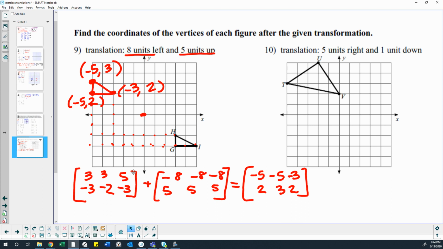So then we simply do the matrix addition and we get these coordinates. 3 plus negative 8 is negative 5. 5 minus 8 is negative 3. Negative 3 plus 5 is 2. Negative 2 plus 5 is 3. We get these coordinates, which match up with these exact coordinates. Same exact triangle, moved left 8 and up 5.